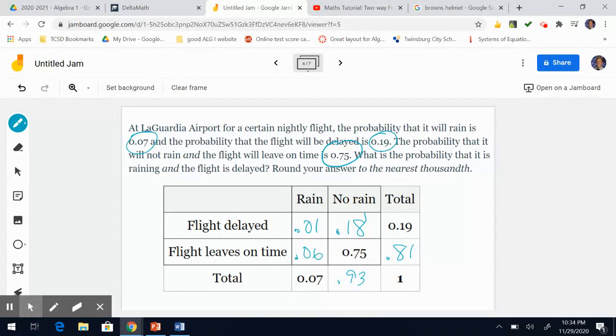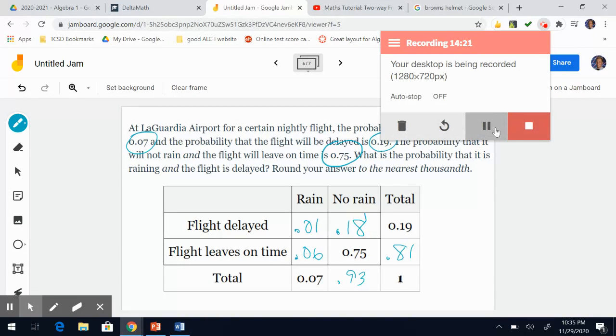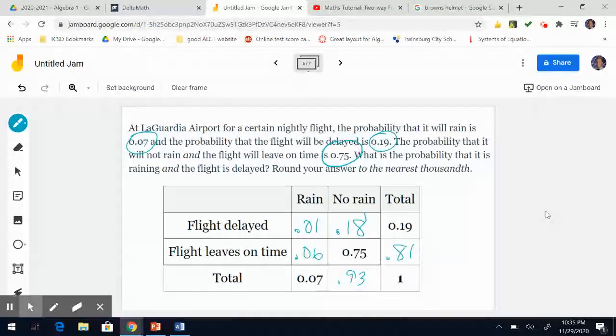All right. What is the probability that it is raining and the flight is delayed? So raining and delayed gets us, here's rain, here's delayed. What is this box? 0.01. So that's a 1% chance that it's not going to work out.